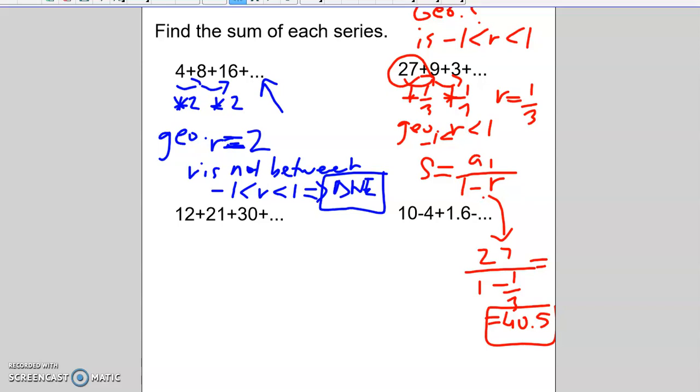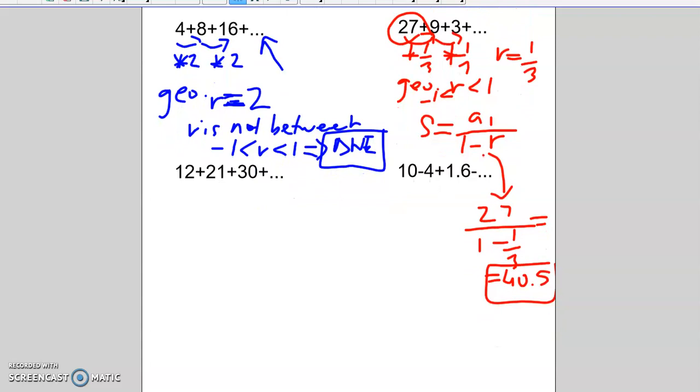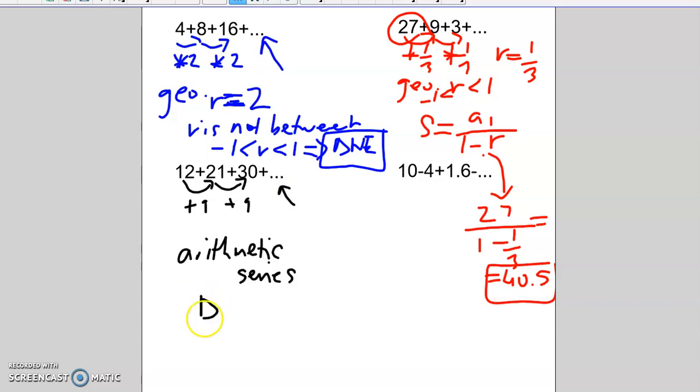Okay, so let's do a couple more here. Is this geometric? Doesn't look like it. It's plus 9, plus 9. So this looks like an arithmetic series, and this indicates that it's going to go up to infinity, an infinite number of terms. So remember what we said: for an arithmetic series, the limit or the sum does not exist. It's going to just get larger and larger and larger.